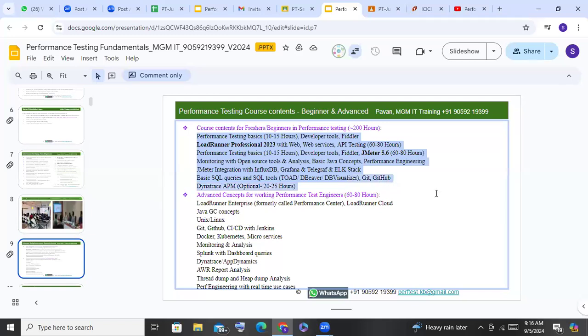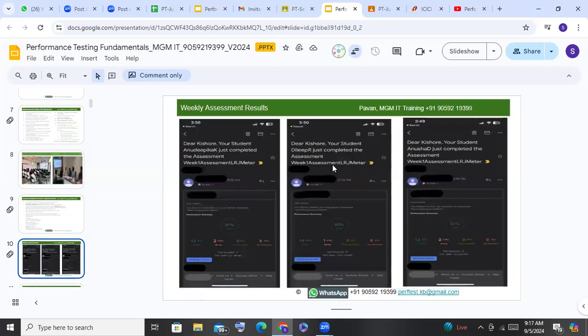So you would be able to go through this. Okay, so this particular 200 hours includes both LoadRunner as well as JMeter and the advanced concepts as well. So this is including everything, right? JMeter is around 80 hours and LoadRunner is around 80 hours. So that would come around 140 to 160 hours. And we would deal with Dynatrace and the other concepts as well. Okay, so this would come to nearly 200 hours.